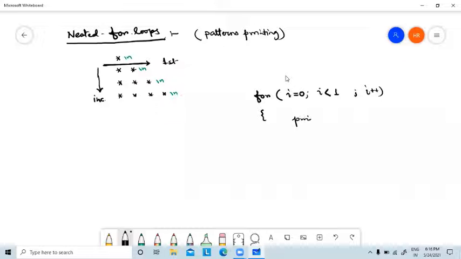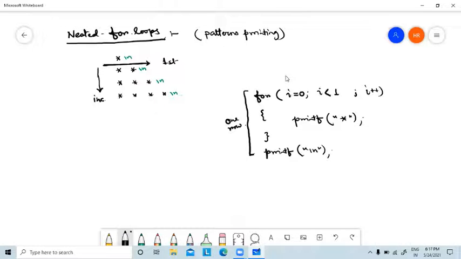So in the first row, I will print only 1 star. This is a printf statement. And after printing the stars, I will go for a single new line, outside the for loop. Okay, now I have to repeat this. This is for only one particular row. How many times do I have to repeat this? 1, 2, 3, 4. I have to repeat this 4 times.